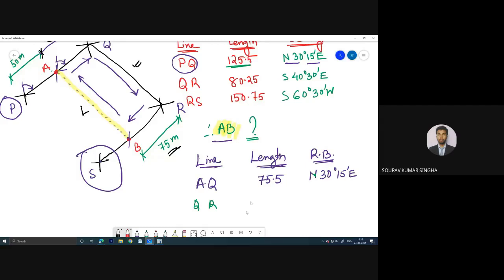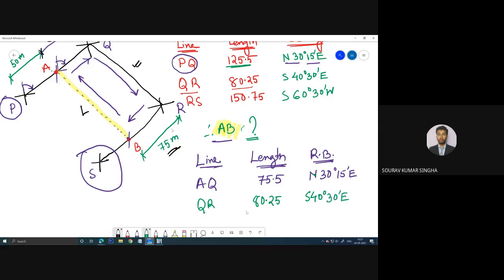What will be the length of this QR? Tell me, anyone? It is given in the question. Hello? My voice is clear, right? Yes, sir. Okay. What is the length of this QR? It is 80.25, right? Yes, sir. So 80.25, simply you just need to write, and the reduced bearing is also given, south 40 degree 30 minute east.